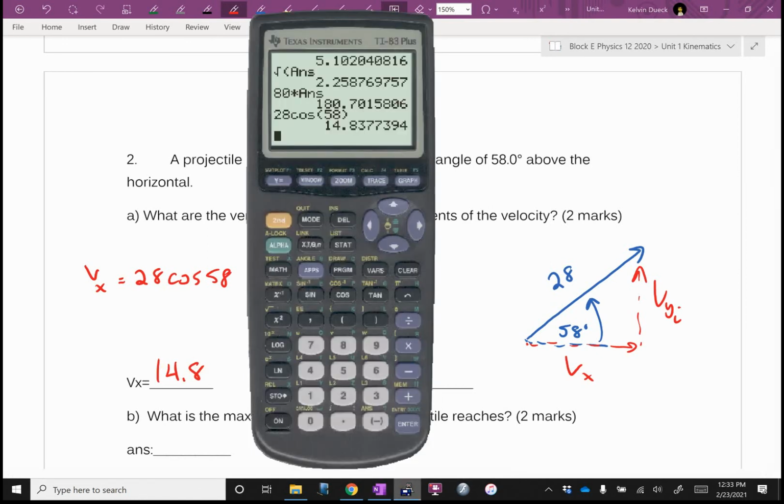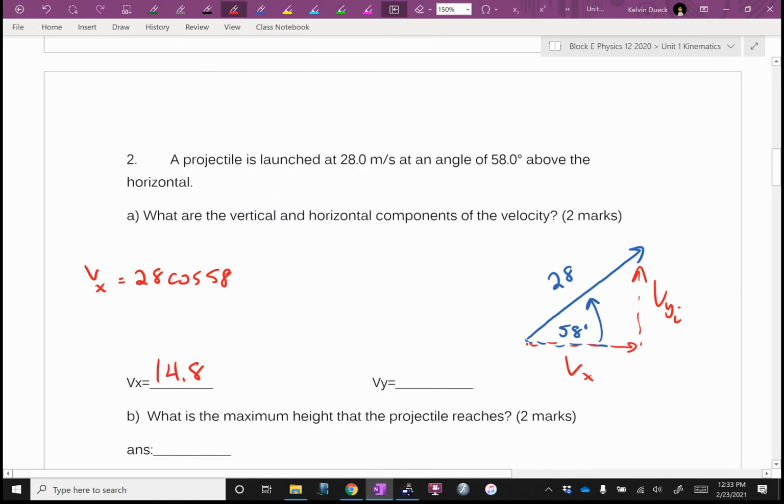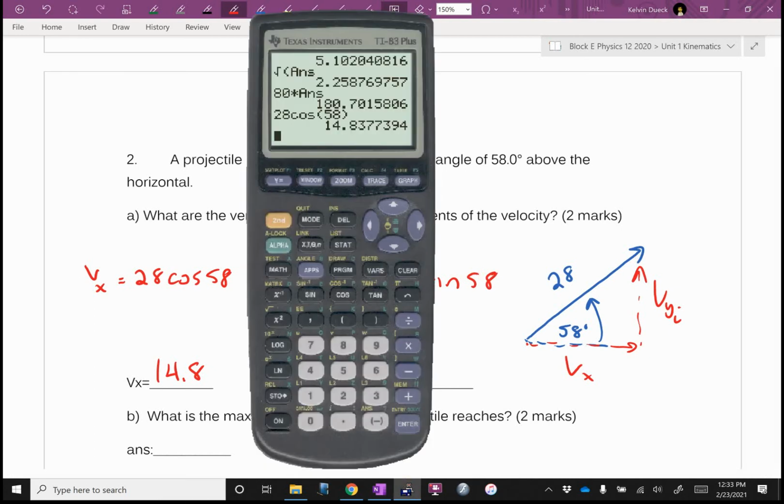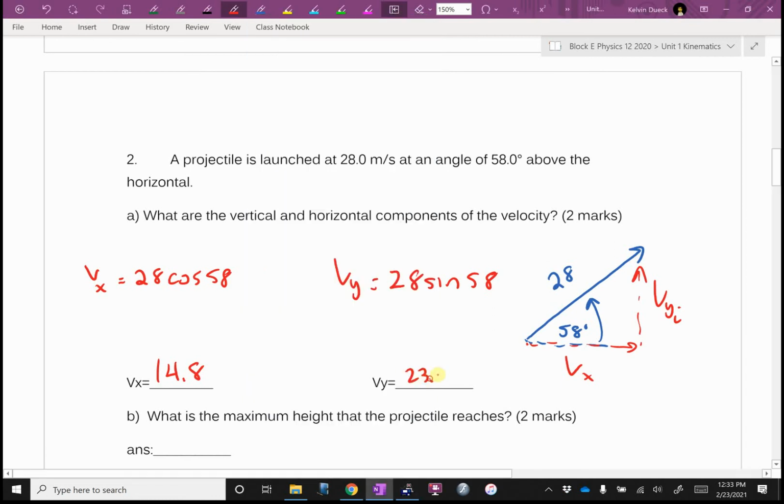And Vy is going to be 28 sine 58. 23.7. And units, and units. If you forgot units, I would take a half mark off.